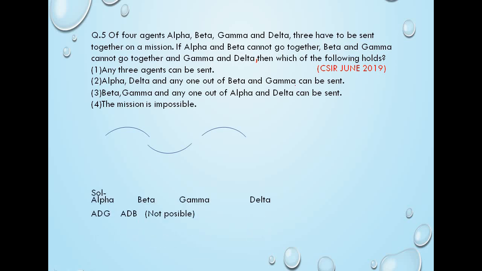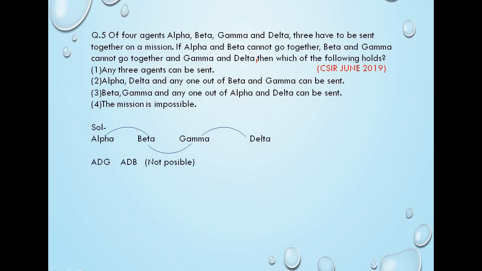So I am just making a diagram here. This blue line means alpha and beta cannot go together, beta and gamma cannot go together, and gamma and delta cannot go together, as per our question requirement. So which statement is true? Our first statement is that any 3 agents can be sent. So any 3 you cannot send.